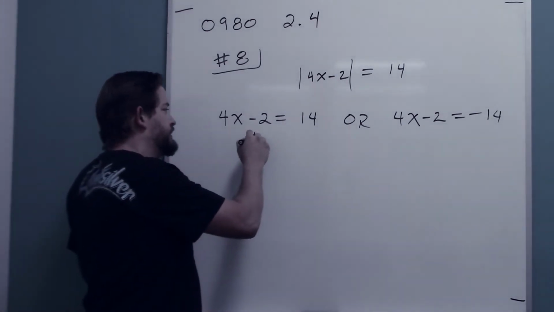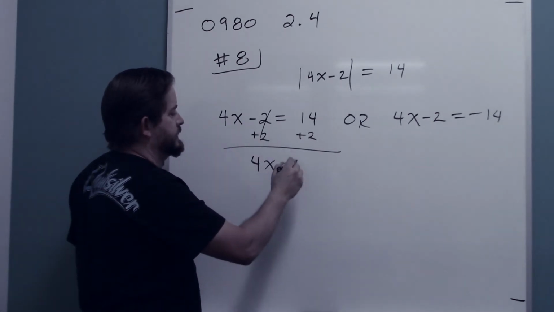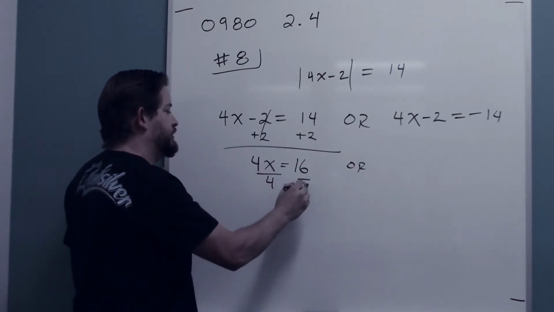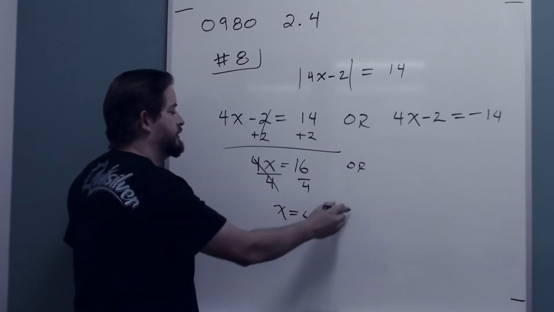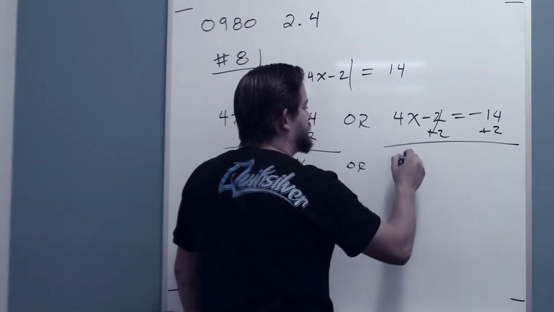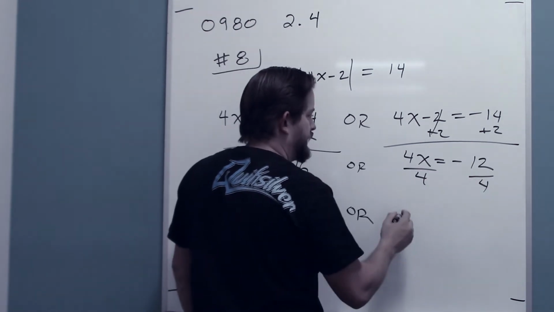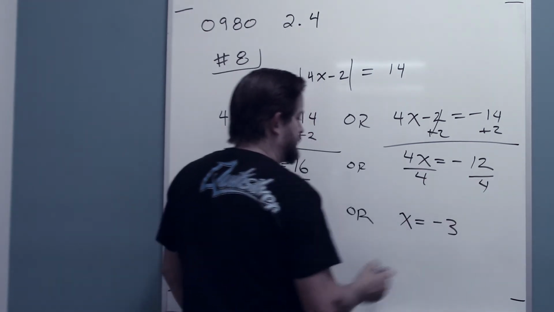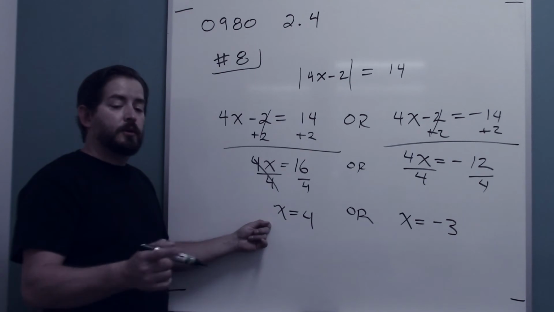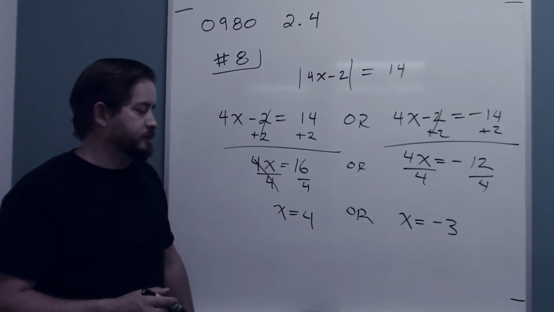And so if I add 2 to both sides, this gives me 4x equals 16, and divide each side by 4, and that gives me x equals 4. Or add 2 on this side, that gives me 4x equals negative 12. Divide each side by 4, and I end up with x equals negative 3. And again, you can take those, plug them in, check them. But remember, it says smaller value first. This negative value is the smaller value, then the positive. And that's it.